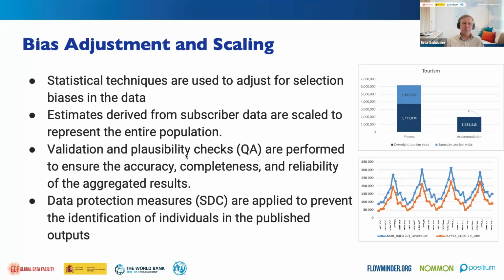So that, for example, tourists from Estonia in Greenland wouldn't be shown on a low level, because basically you would disclose particular traveler patterns in that regard.